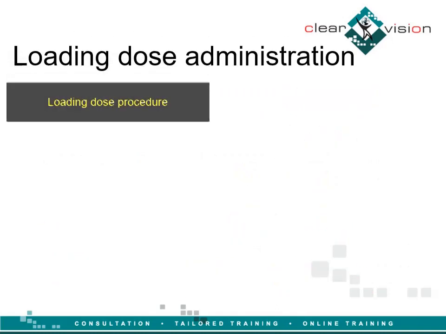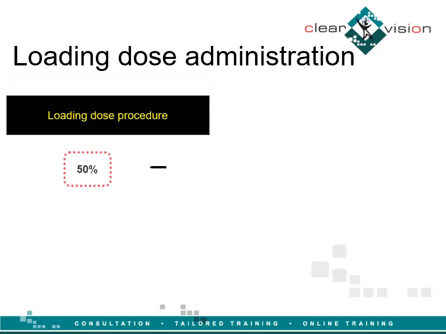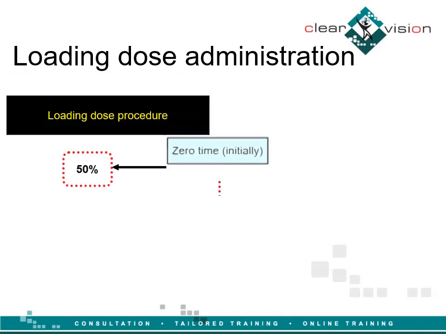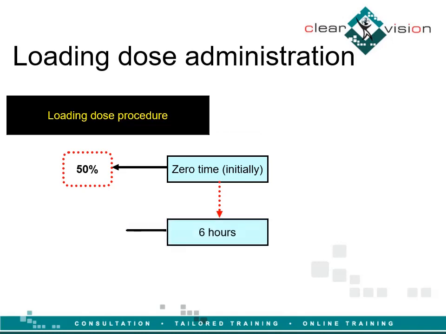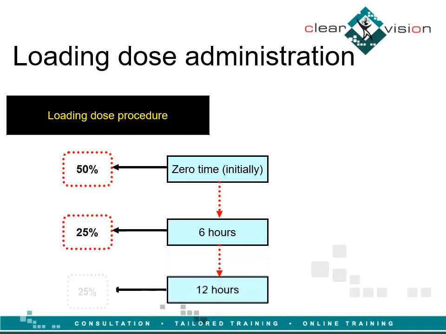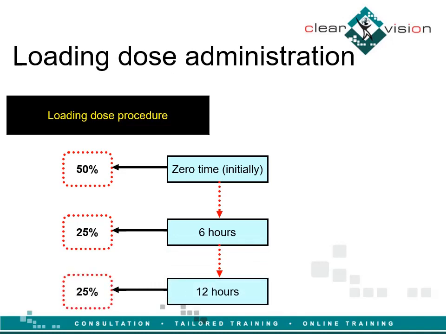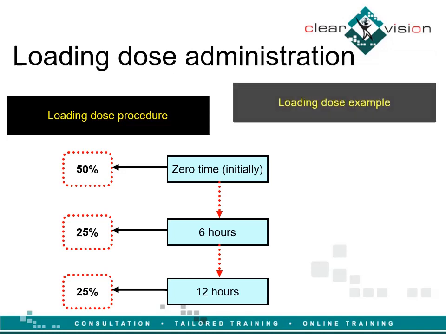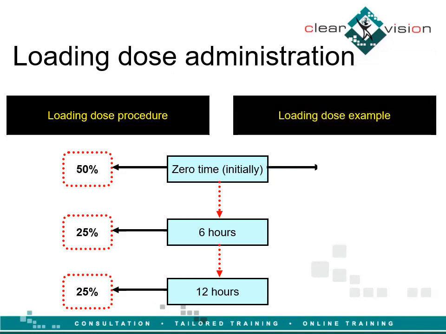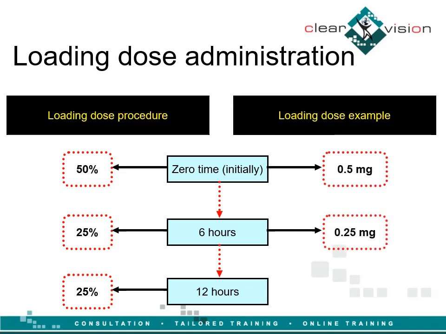Loading dose administration. The usual procedure is to give 50% of the loading dose initially, followed by 25% after 6 hours, and another 25% after another 6 hours. So, in our example of 1 milligram loading dose, 50% will be given initially, which is 0.5 milligram, followed by 0.25 milligram after 6 hours, and another 0.25 milligram after another 6 hours from the last dose.